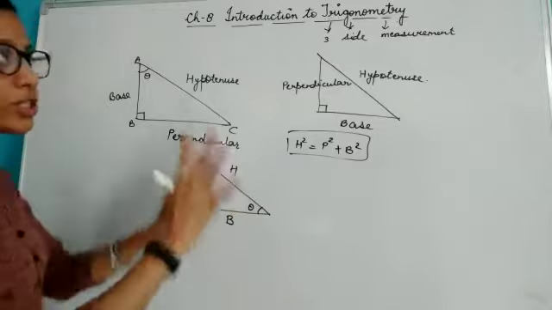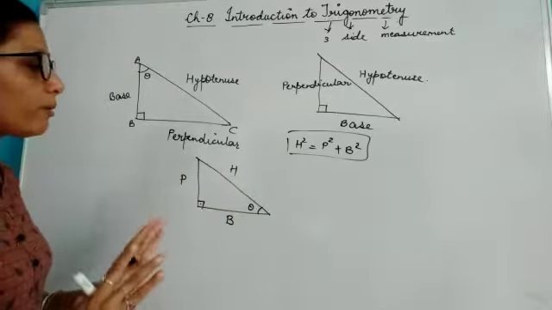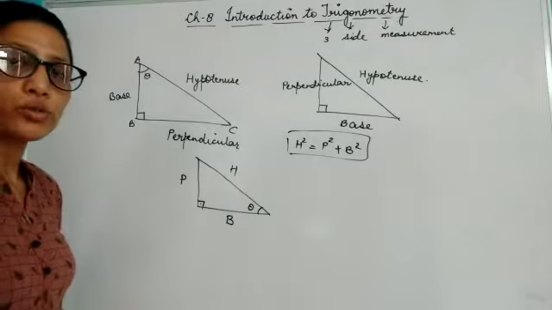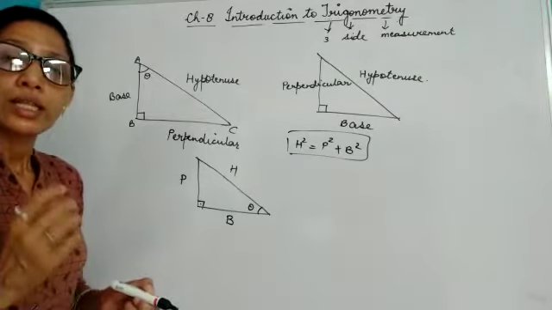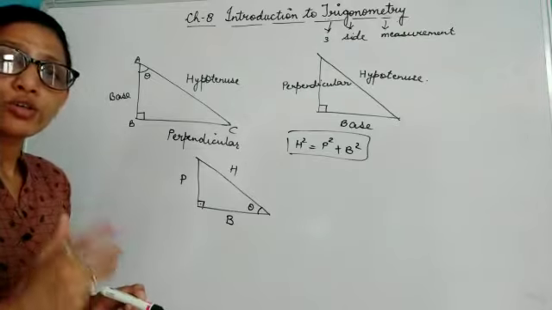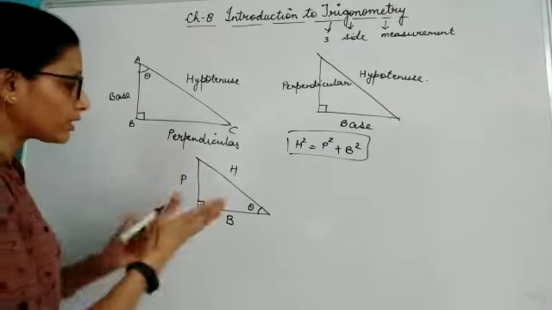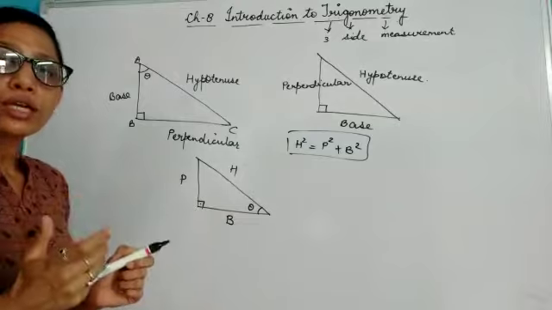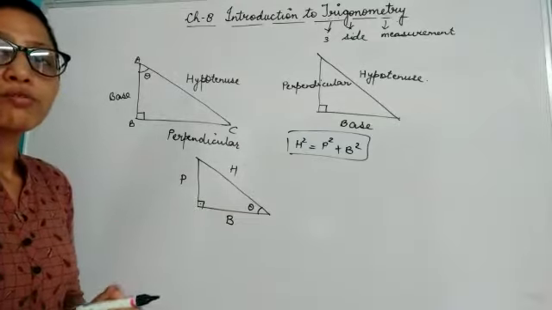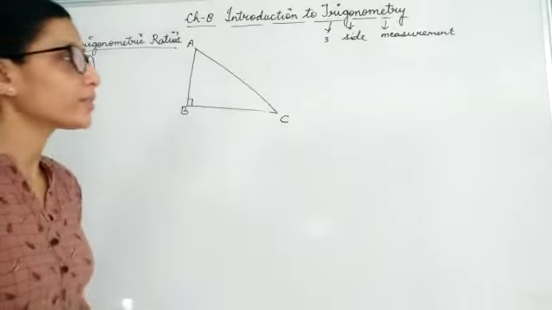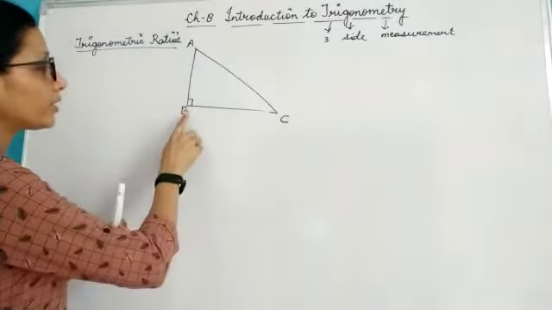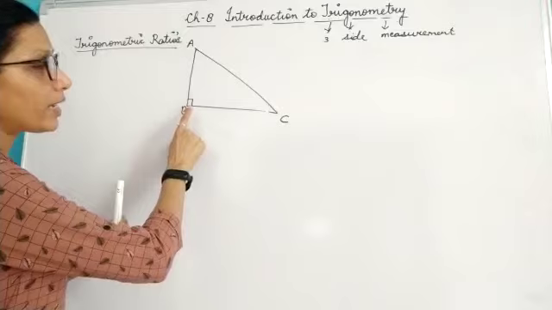So using this concept, now we will be finding out trigonometric ratios. And what are trigonometric ratios? Since I am talking about ratios, that means I will be taking the ratio of two sides. Now let's see, the ratios of two sides give us what type of trigonometric ratio. Let's consider this right angle triangle. Here it is right angled at B.